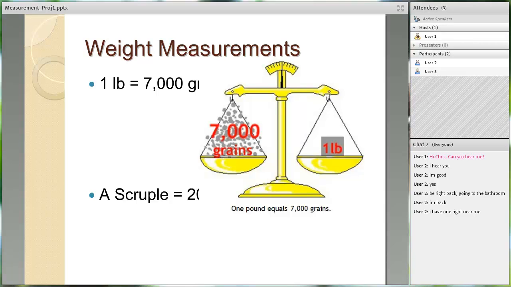So for weight, a couple of the different measurements were grains. How they would measure is 7,000 grains, which is about a pound. So they would measure in how many grains something weighed. Or a scruple was like, oops, this is covering this up. I don't think I can move the picture. So those are a couple of the different units that they used to measure weight.